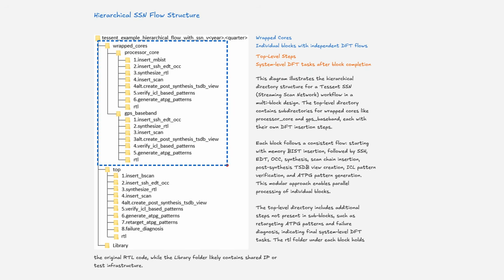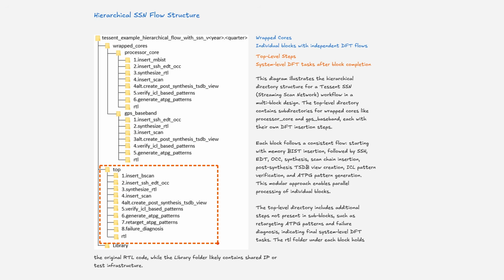This diagram illustrates the hierarchical directory structure for a Tessent SSN, streaming scan network, workflow in a multi-block design. The top-level directory contains subdirectories for wrapped cores like processor core and GPS baseband, each with their own DFT insertion steps. Each block follows a consistent flow, starting with memory BIST insertion, followed by SSH, EDT-OCC, synthesis, scan chain insertion, post-synthesis TSDB view creation, ICL pattern verification, and a TPG pattern generation. This modular approach enables parallel processing of individual blocks.